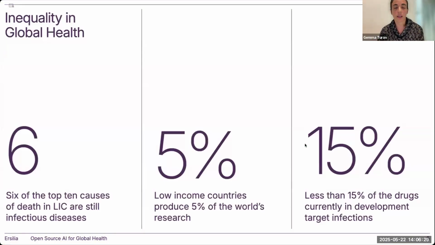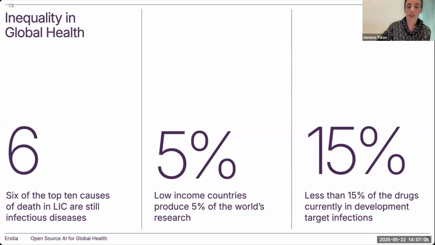So unfortunately, there is still a huge inequality in the field where 6 of the top 10 causes of death in low-income countries are still due to infectious diseases, and those countries produce less than 5% of the world's research. So basically, the diseases that affect their populations are systematically neglected, underfunded, and under-researched. Indeed, only 15% of the drugs that are in development in the world today are targeting infections, which include major diseases like COVID, malaria, tuberculosis, HIV, but also more minoritary and neglected tropical diseases.